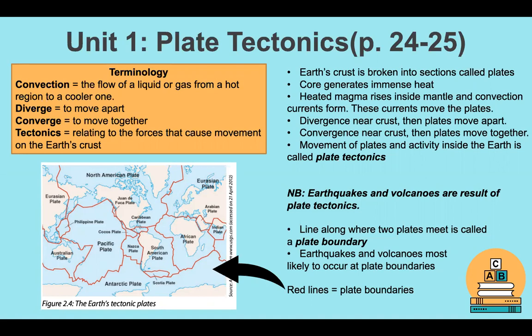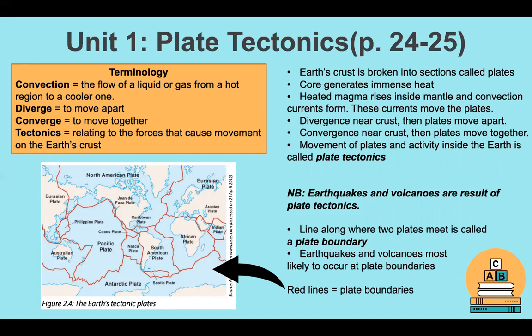Then diverge means to move apart, converge means to come together, and tectonics is relating to the forces that cause movement on the Earth's crust. So just to read on the right-hand side, just a summary of page 24. Earth's crust is broken into sections called plates, not the plates that you find in your kitchen cupboard, please. The Earth's core generates immense heat, and this heated magma rises inside the mantle, and convection currents form, and we'll speak about that after the slide. These currents then move the plates.